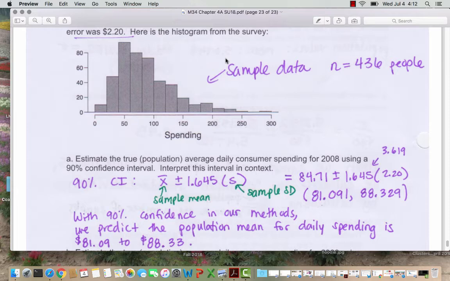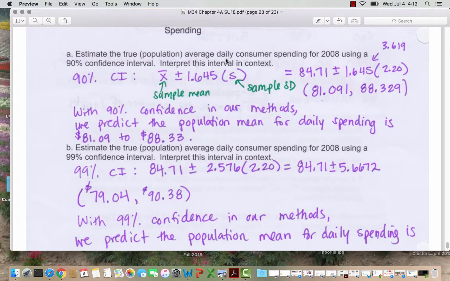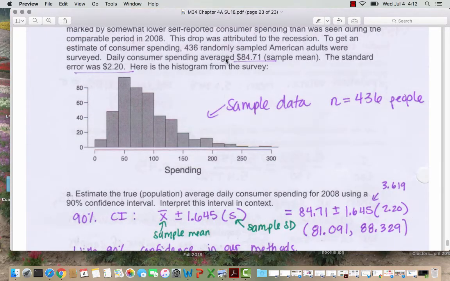It's okay to have the histogram skewed to the right because we know long term, if we sample enough, we expect normal results. So we want to estimate the true population average daily consumer spending for 2008 using a 90% confidence interval. So our sample mean of 84.71 is over here between 50 and 100. That looks like a reasonable center of this distribution.